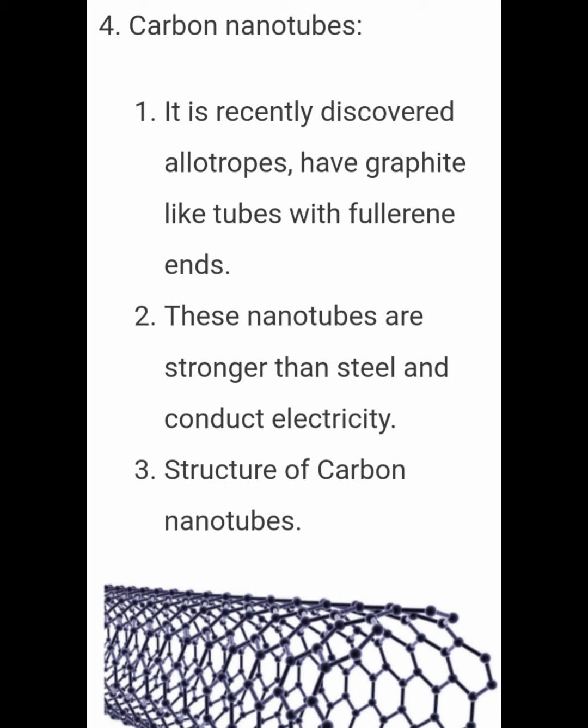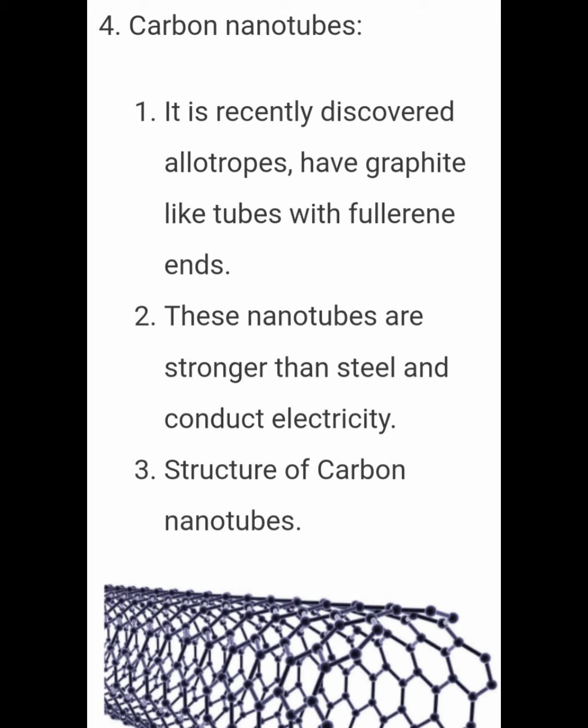The next allotrope is carbon nanotubes. Another recently discovered allotrope has graphite-like tubes. Similarly, it looks like a hexagon shape. It is a graphite-like tube with a fullerene end. It starts with a graphite structure and ends with fullerene tubes. Along the axis, these nanotubes are stronger than steel and they conduct electricity. Nanotubes have many applications in nanoscale electronics, catalysis, polymers, and in medicine also.